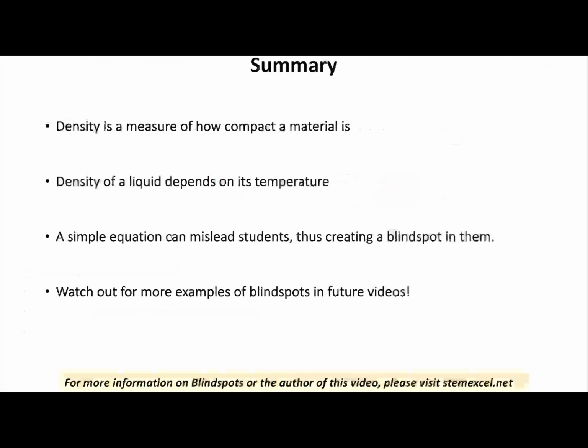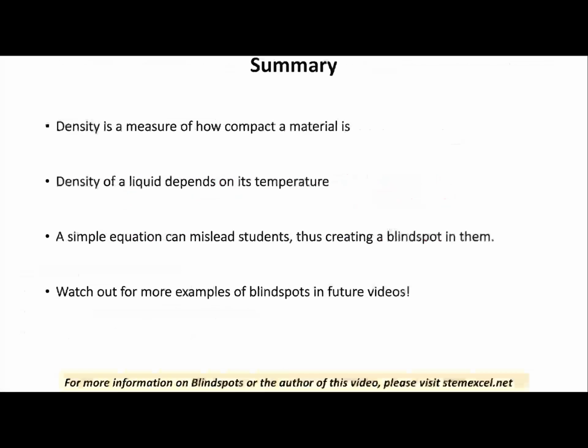Let us now summarize this video. 1. We learned that density is a measure of how compact a material is. 2. Density of a liquid depends on its temperature. Finally, we saw how a simple equation can conceptually mislead students and create a blind spot in the student's knowledge base. The mere existence of an equation relating density, mass and volume does not imply that density depends on mass or volume.